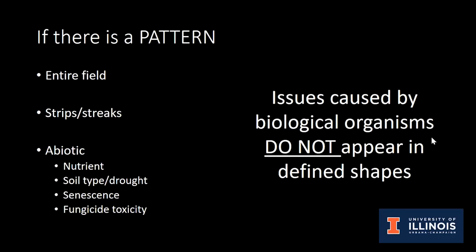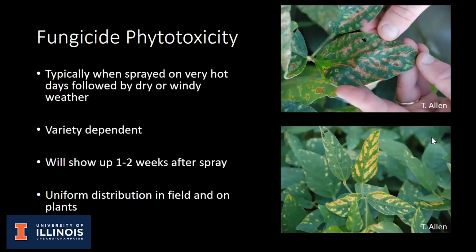Also, diseases caused by biological organisms do not show symptoms all at once. Typically, it tends to be a gradual plant-by-plant progression over time, versus abiotic issues, a lot of which show those symptoms more uniformly. Now, I was talking about the importance of not just looking at the foliage and coming to the conclusion that you're dealing with sudden death syndrome.